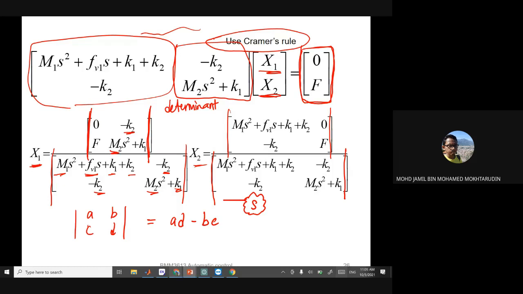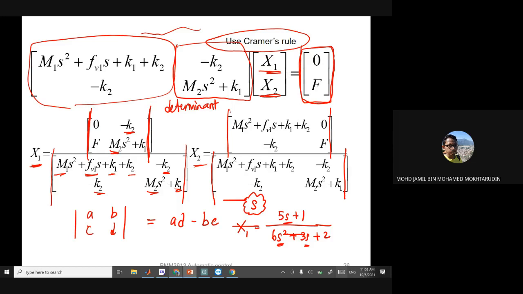So your transfer function later on will be in terms of S. For example, if you get X1, maybe the final answer will be like 5S plus 1 over 6S squared plus 3S plus 2. So the answer will be in terms of S. So you don't need to substitute anything on S.